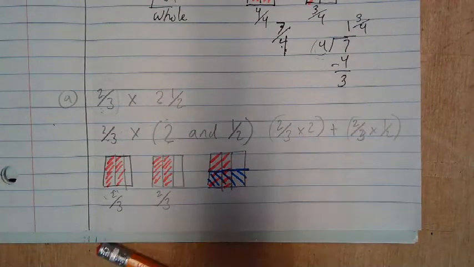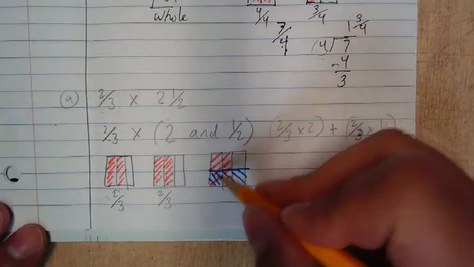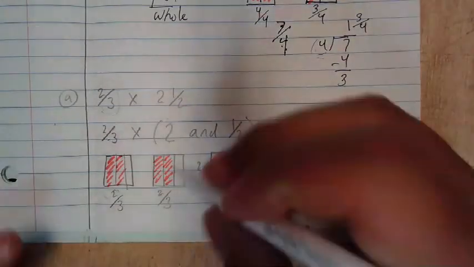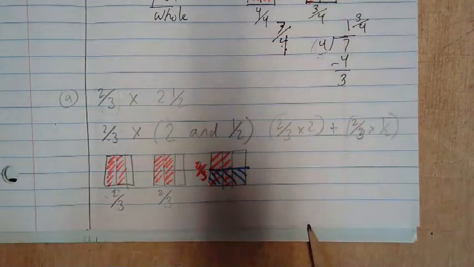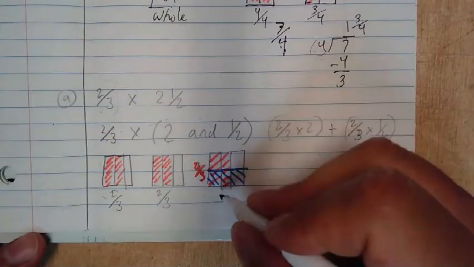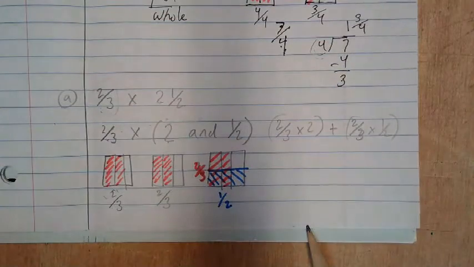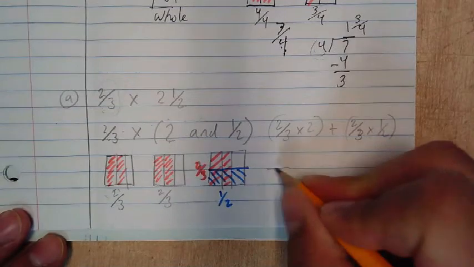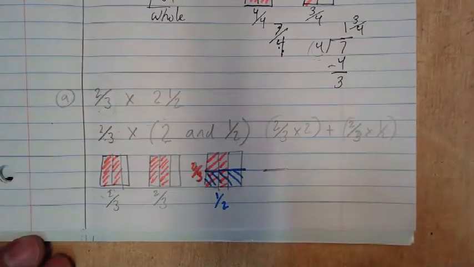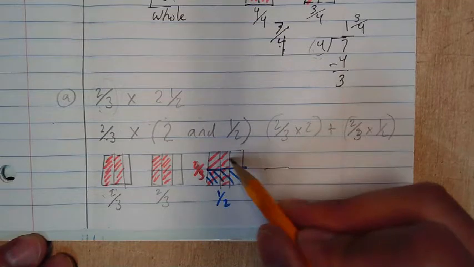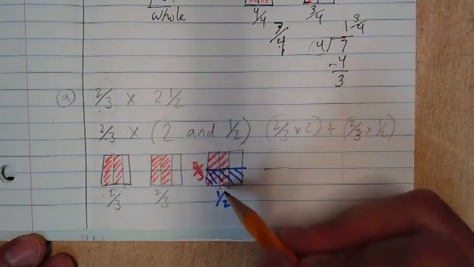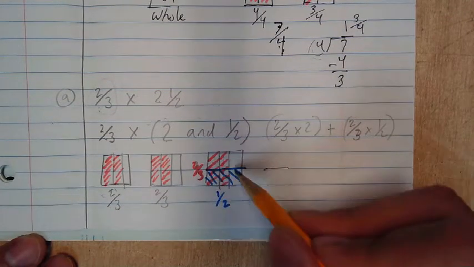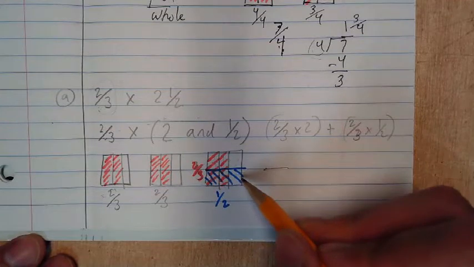Let's see if we can do this. Here's my 2/3, which would be the red, and the blue would be the half. Remember what I said, part to whole? Let's look at this. We have 3 pieces, and out of the 3 pieces, I only wanted 2. And out of the 2 pieces that I do have, I only want half of those pieces. So there's my half.